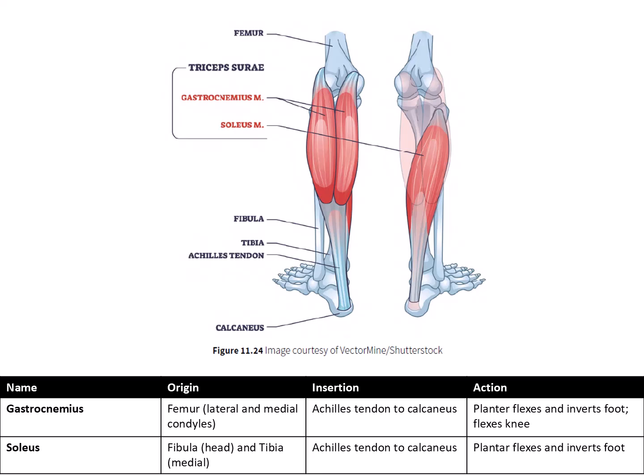Underneath gastrocnemius is soleus. Soleus is a flat muscle that resembles a type of flat fish. This muscle originates from the fibula and the tibia and does not cross the knee joint. It inserts on the calcaneus via the Achilles tendon. When this muscle contracts, it plantar flexes and inverts the foot just like gastrocnemius.